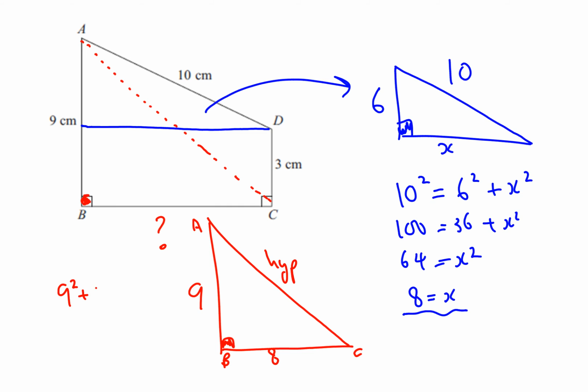So 9 squared plus 8 squared equals the height squared. Play around on your calculator. And I think you eventually get 12.04 or something like that. Of course, we didn't read the question, did we? Because it said 3 significant figures, which means the answer has got to be 12.0. Read the question.